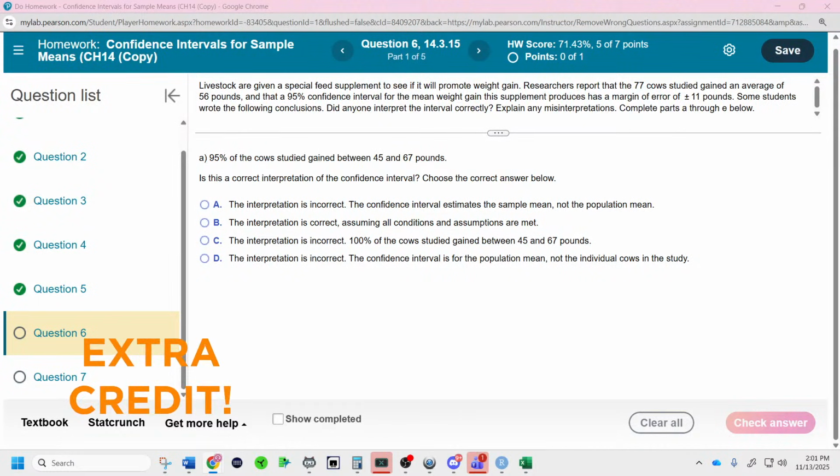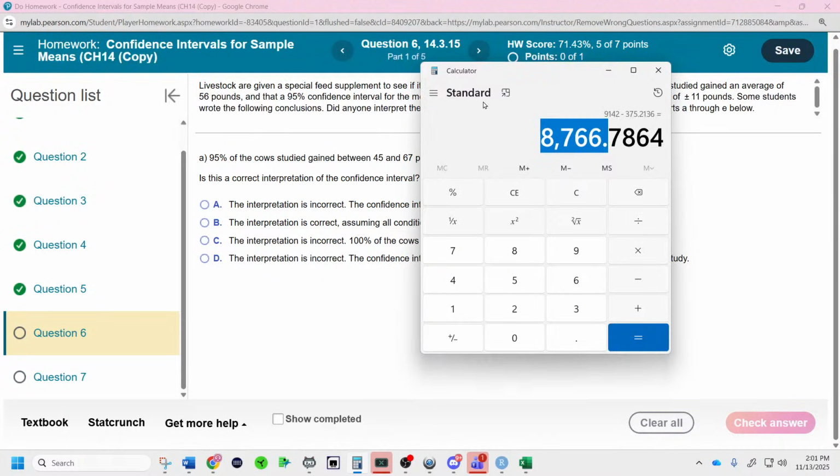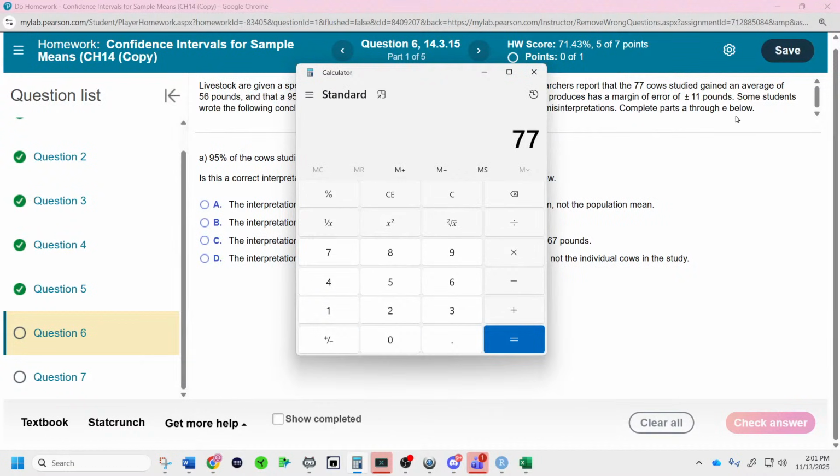Livestock. We're going to do some interpretations here. First thing we want to know is how to interpret this appropriately. Notice it's a confidence interval for the true mean. So I am 95% confident that the true mean weight the livestock will gain is contained in the interval 66 to 88, because the interval is 77 plus or minus 11. Minus 11 is 66 and plus 11 is 88.